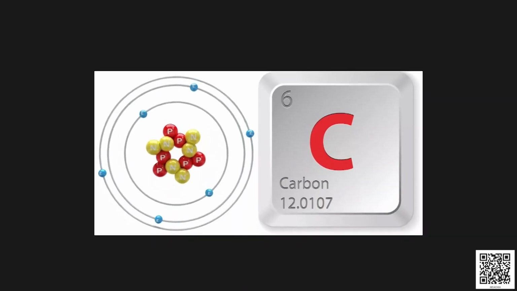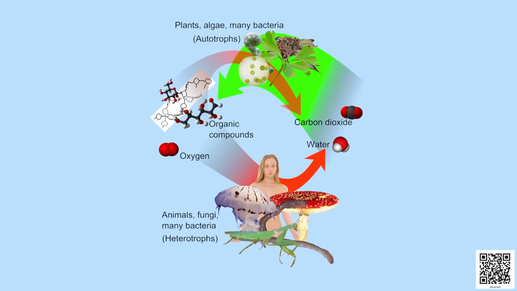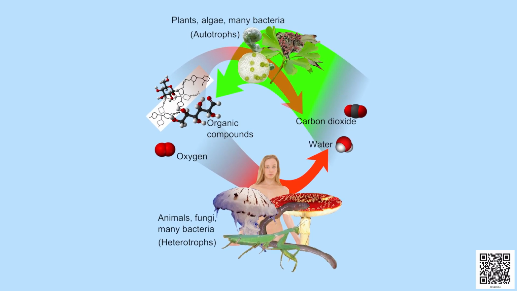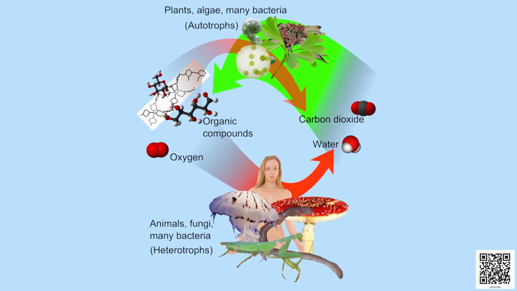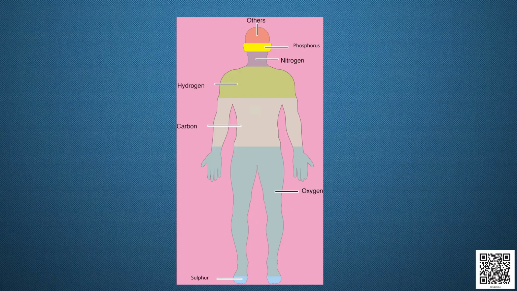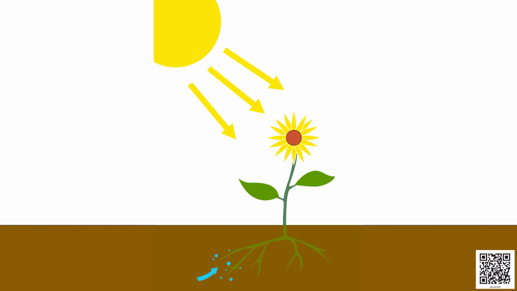Carbon is the basis for life. Carbon is found mainly in living things in the form of complex organic molecules. About 97% of the human body mainly consists of only 6 elements: carbon, hydrogen, nitrogen, oxygen, phosphorus and sulfur. Carbon dioxide is essential for green plants to carry out photosynthesis.